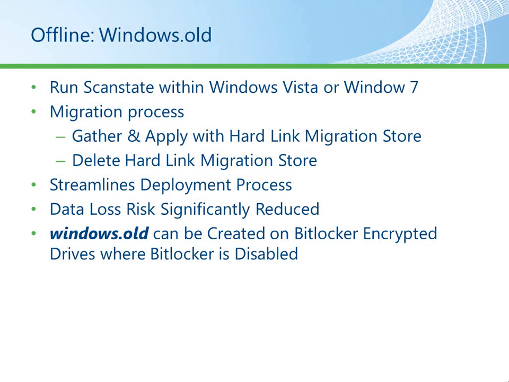And then also, if you have a BitLocker encrypted drive, you need to disable BitLocker so that we can have access to the windows.old folder for the scan state and load state utilities. Obviously, once you've done the migration, you can then re-enable BitLocker. So disabling BitLocker doesn't unencrypt the drive, it just disables the functionality of BitLocker while we do some offline stuff.